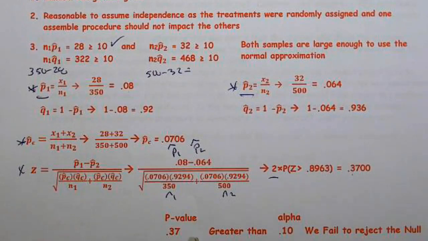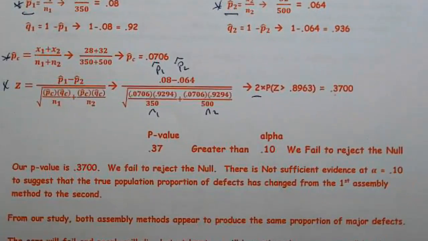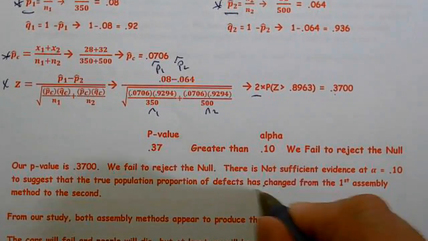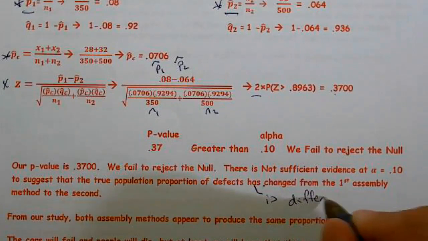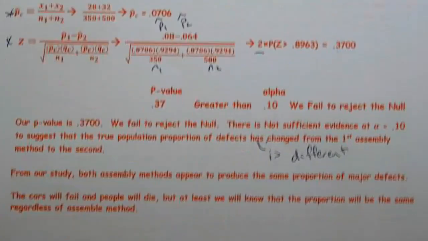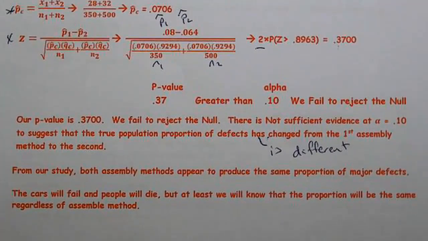So 0.37, 37 is definitely greater than 10. So we're going to fail to reject the null. There is not sufficient evidence at alpha equal 0.1 to suggest that the true population proportion of defects has changed or is different from the first assembly method to the second, right? And if you didn't want to use change, you can put is different. Either one is acceptable. From our study, both assembly methods appear to produce the same proportion of major defects.